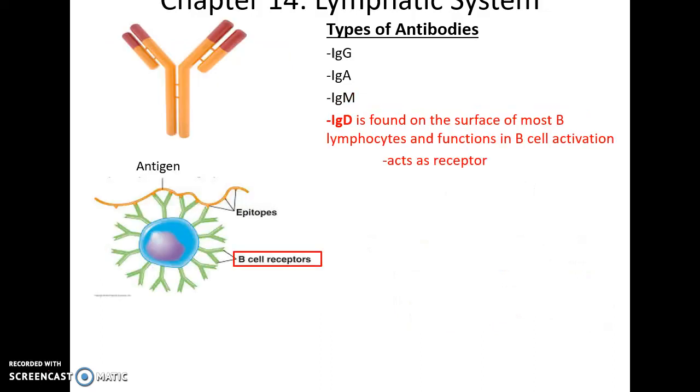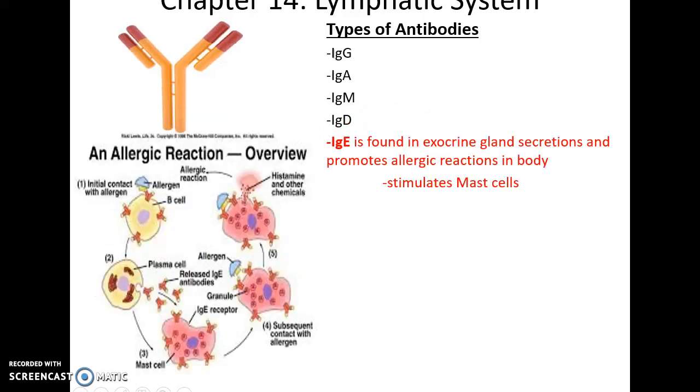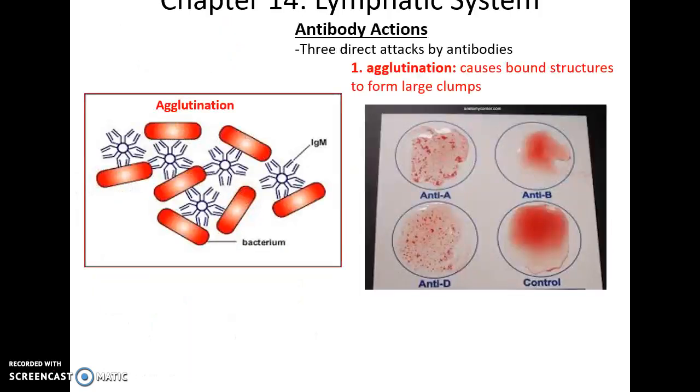IgD is actually found on the surface of the B lymphocytes. So the receptor that the B lymphocytes use to recognize the antigen that they are opposed to is actually IgD, a type of antibody. And then IgE is also an antibody excreted by exocrine glands, and it can lead to allergic reactions in the body by stimulating mast cells that then produce lots of histamines and other chemicals that cause the major allergic reaction.